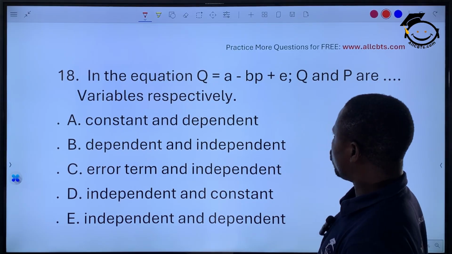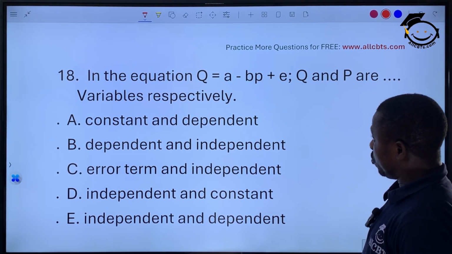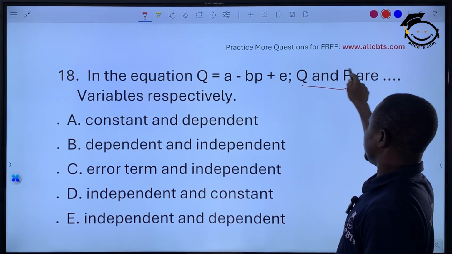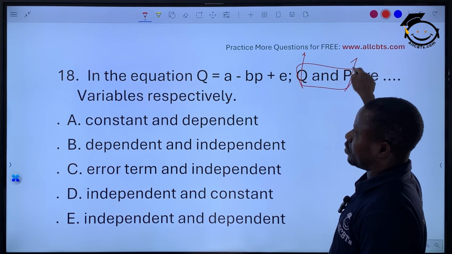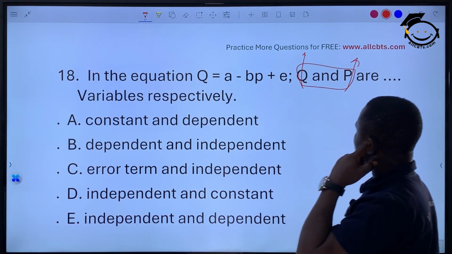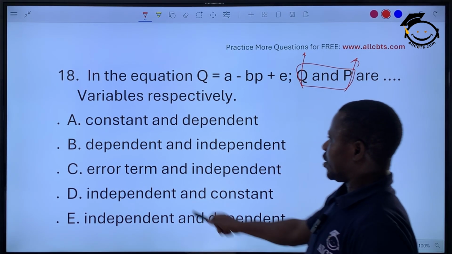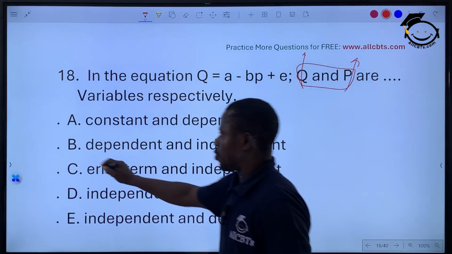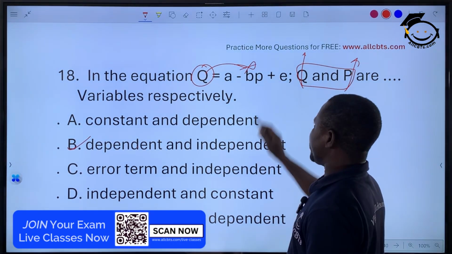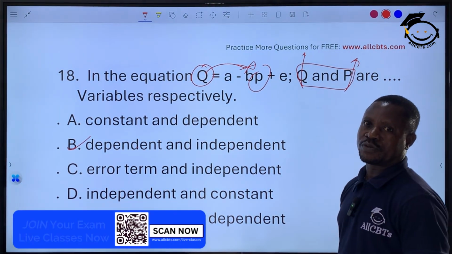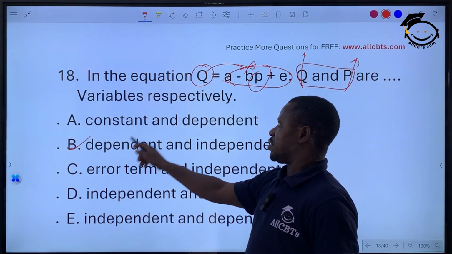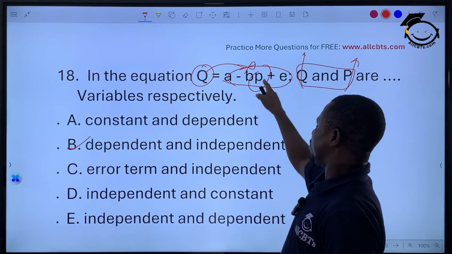Okay. In the equation Q equals A minus BP, what is Q and P? Remember, Q is a quantity, P of course is a price. But what variables are they representing? Of course, it is dependent and independent variables. Why? The Q depends on the result we get from here, while the P, the price, is independent on its own. It is the result that we get here that will give us the Q. So Q is dependent on the result here, while P is independent on its own.